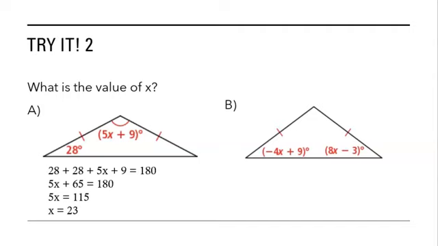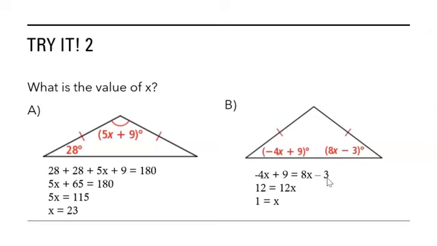Let's look at part B now. In part B, I notice that this is an isosceles triangle. So I know that this angle has to be equal to this angle because of the isosceles triangle theorem. So what I did is I made an equation. Negative 4x plus 9 equals 8x minus 3.